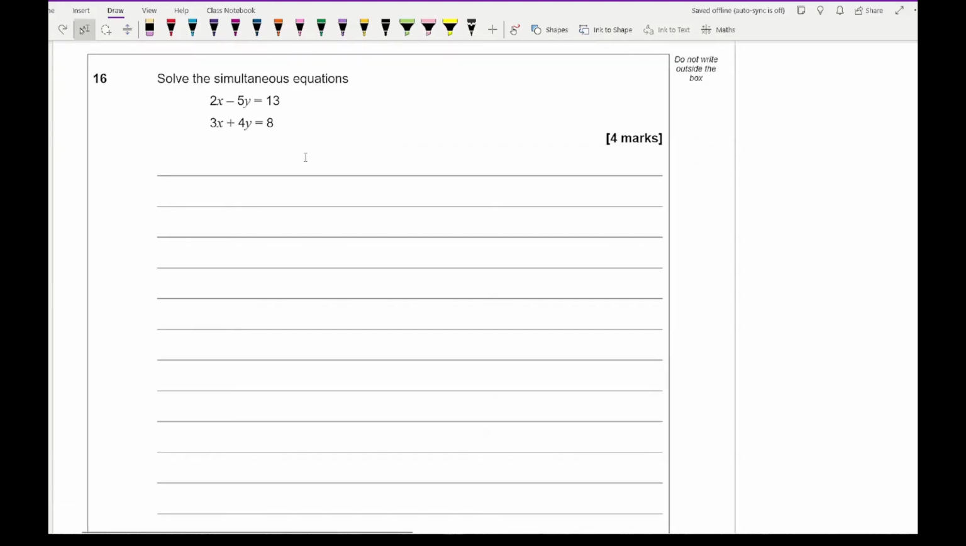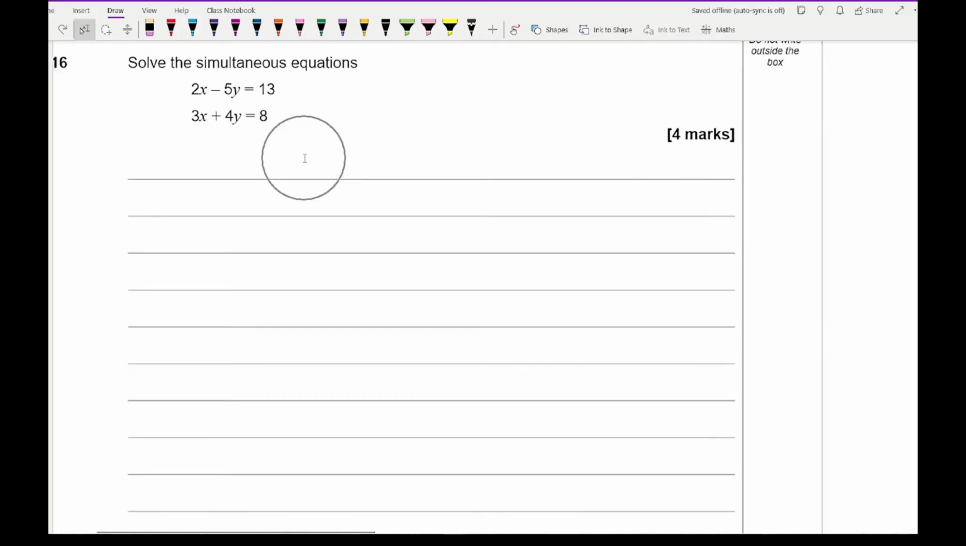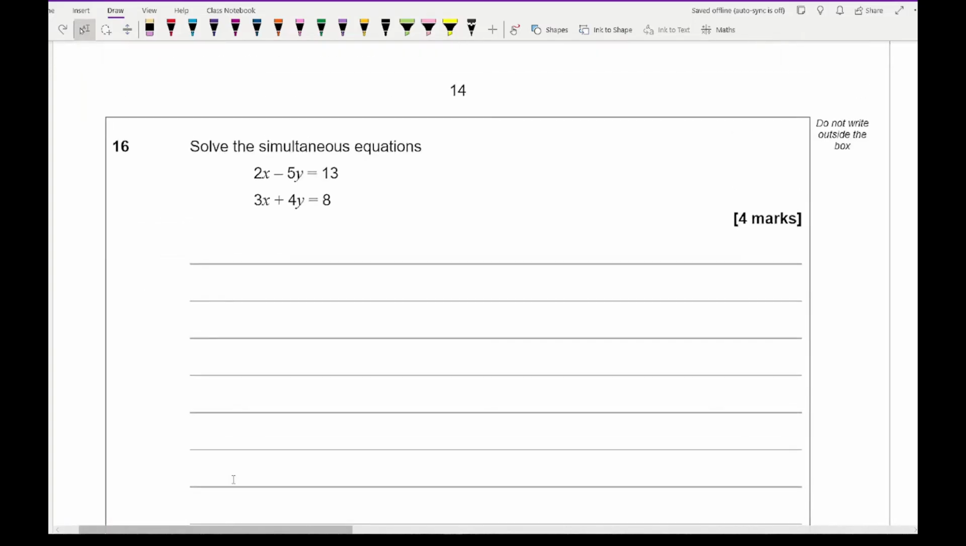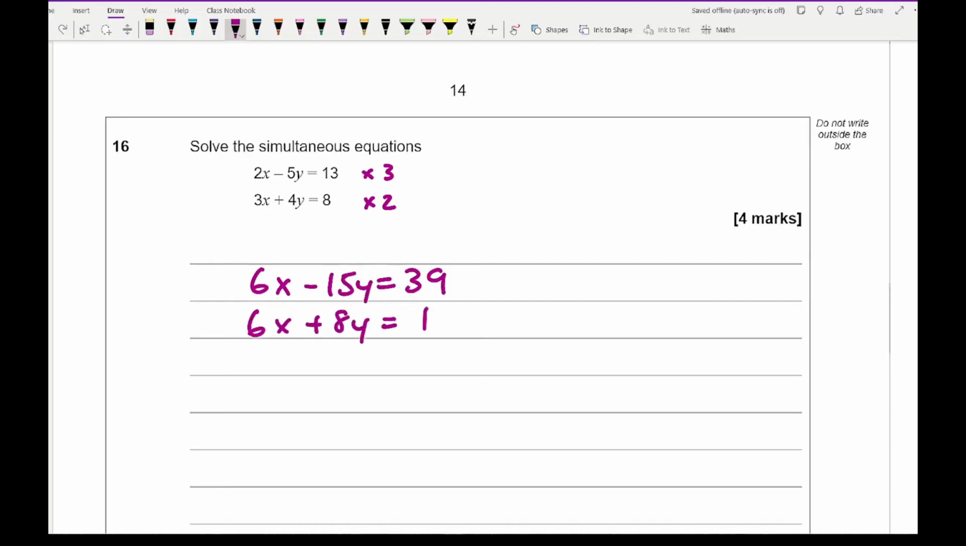Moving on to question 16, let's just zoom in so we can see a little bit clearer on the screen, and it says solve the simultaneous equation. So again, with this, you either want to make x's the same or the y's the same. I'm going to personally go for making x's the same, so I'm going to multiply the first equation by 3 and the second equation by 2. So what I'm going to end up with is 6x minus 15y equals 39, and I'm also going to end up with 6x plus 8y equals 16.